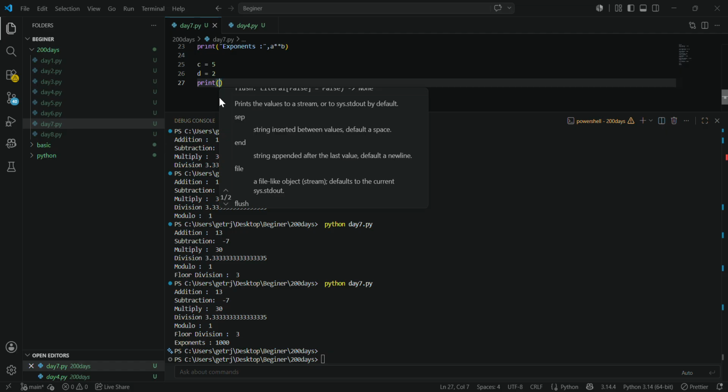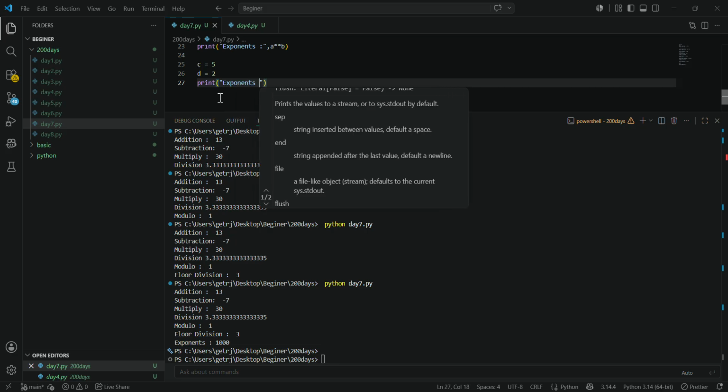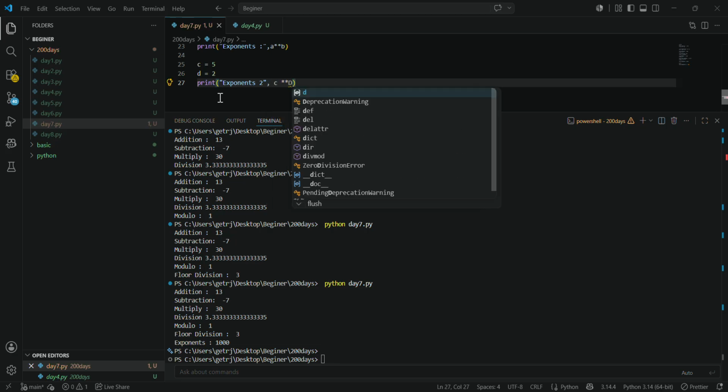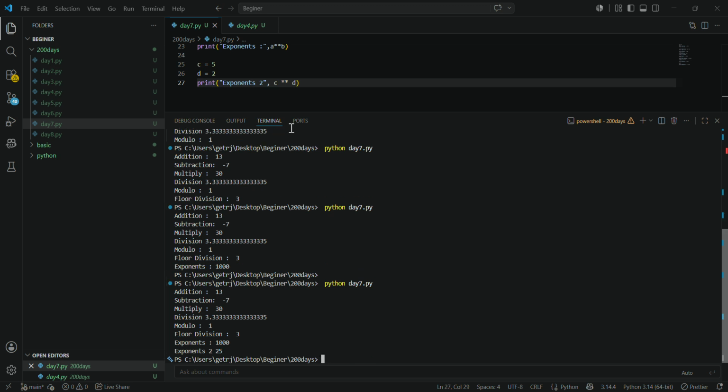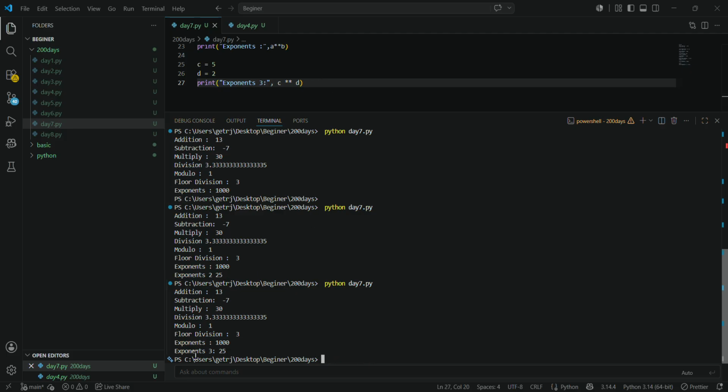Okay, now we will check here, c exponent d. So we will check here, is the output 25 or not? And this 2, I can change here to 3. Now we will check here. Yeah, this is the 25. The output is correct. Okay.